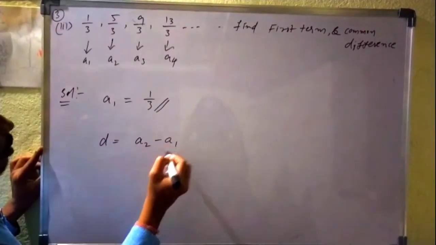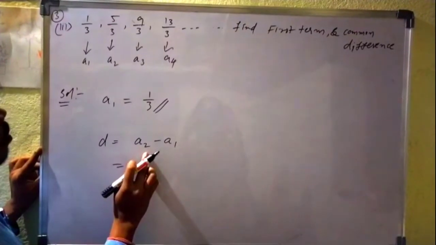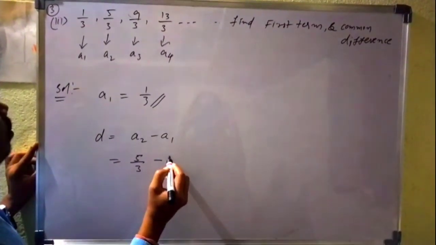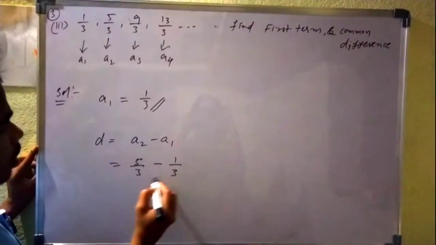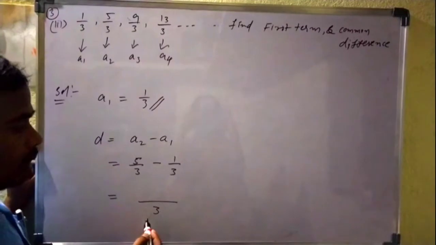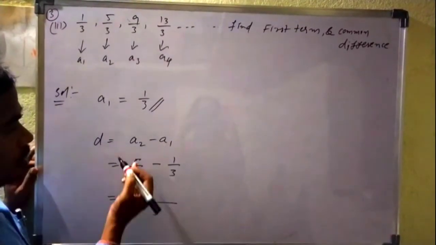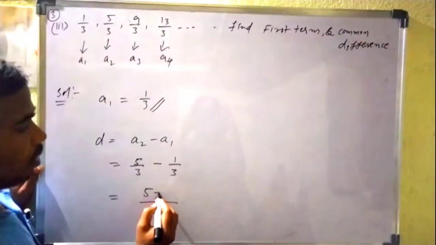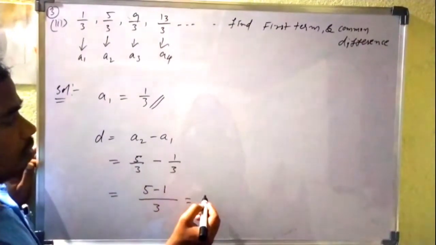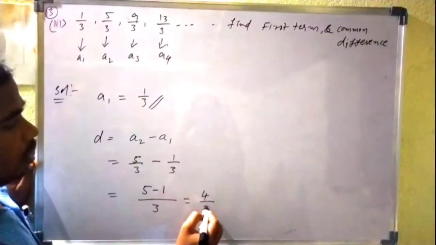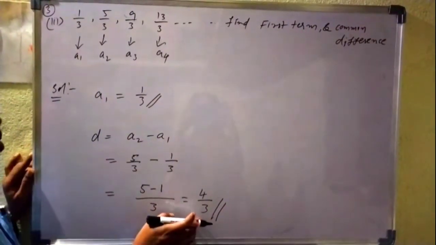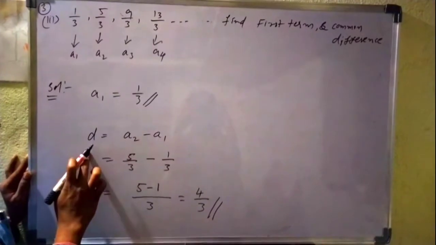So common difference is A2 minus A1. So A2 is 5/3, minus A1, which is 1/3. So the denominator is the same, so the denominator LCM is also the same. So here it is simply 5 minus 1, which is 4/3. So this is the answer. It is the first term and common difference.